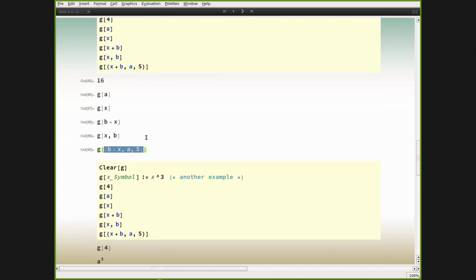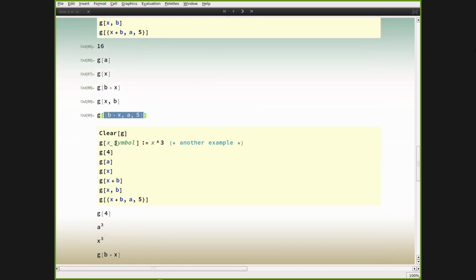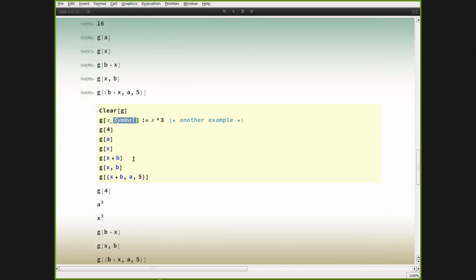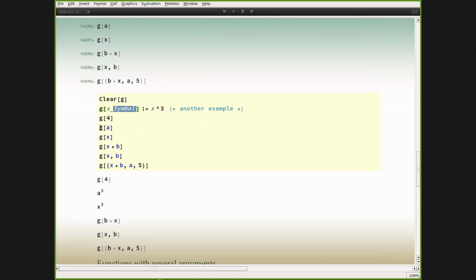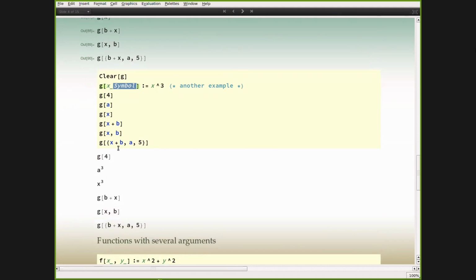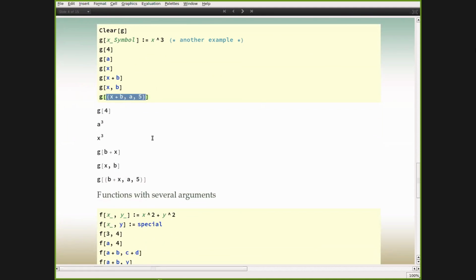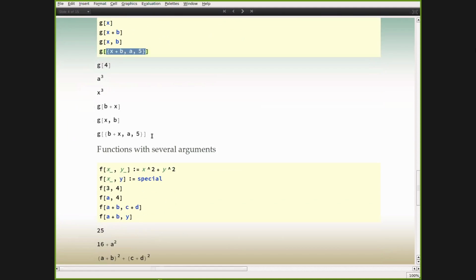Okay, so here we say that G will have a single element, a single expression as an argument, which has to be a symbol. Now you can see that G of A is computed, G of X is computed, but G of X plus B is just an expression, not a symbol, so it's not computed. And again, this is just a list.